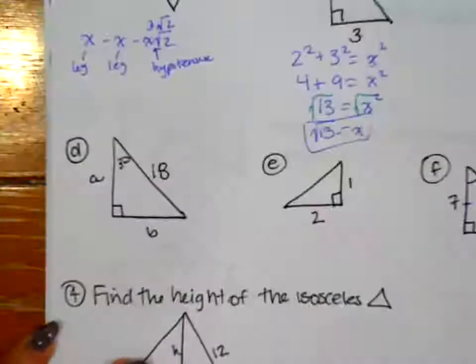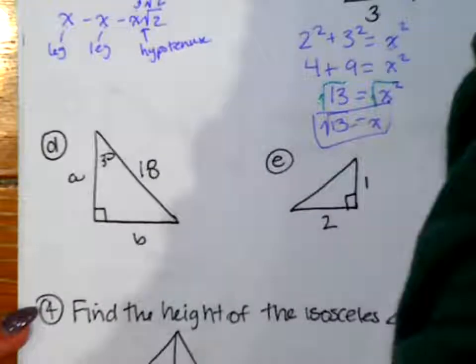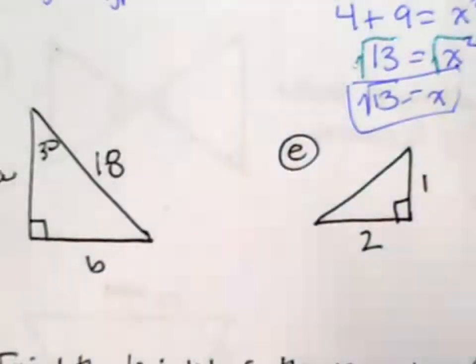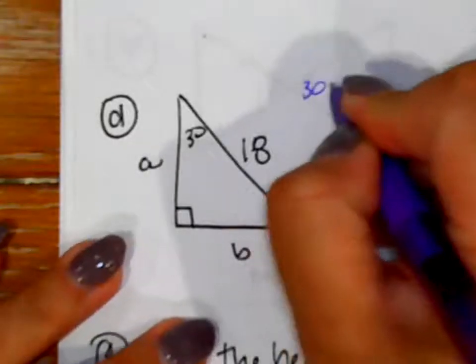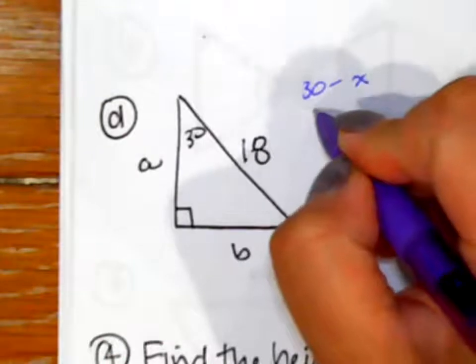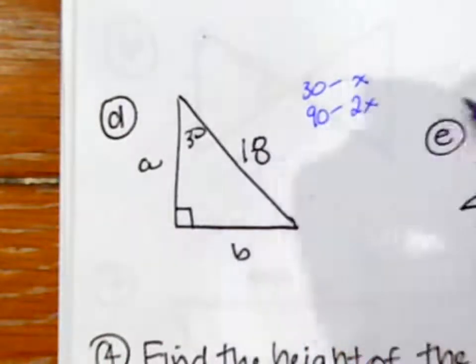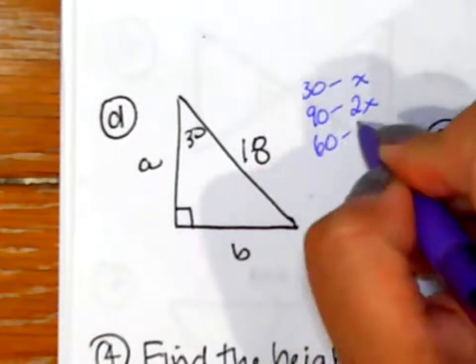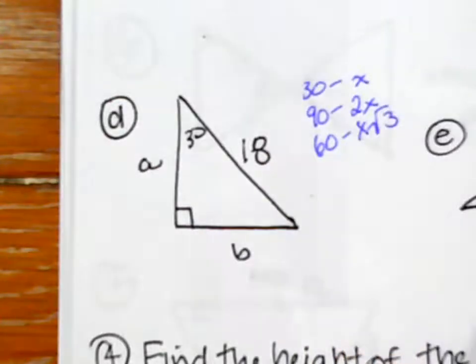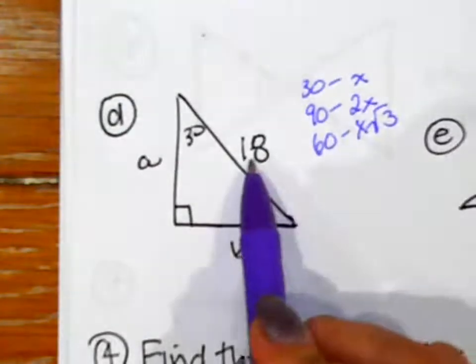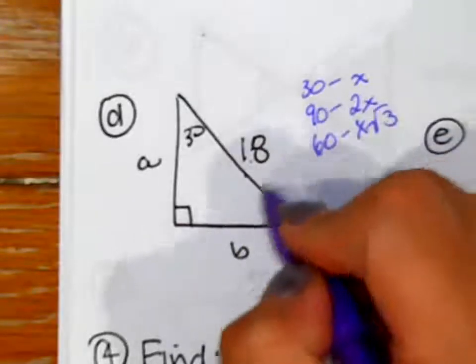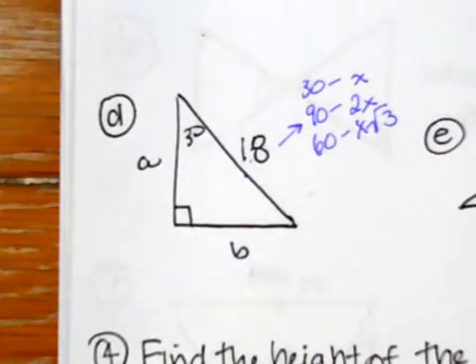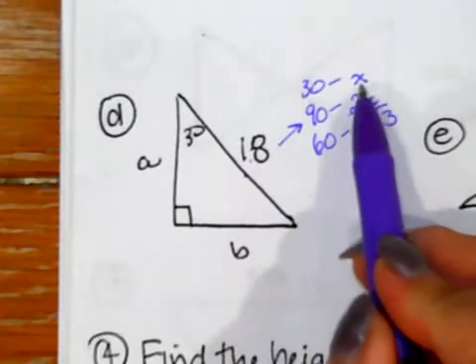Okay, let's look at this guy right here. This is D. Let me zoom in for you here on this guy. Okay, so going off of our same rules here. Opposite the 30 is your x. Opposite the 90 is your 2x. Opposite the 60 is your x rad 3. Okay, what am I given? I'm given opposite the 90. This is the one I'm given. Okay, and I know that's 2 times x.